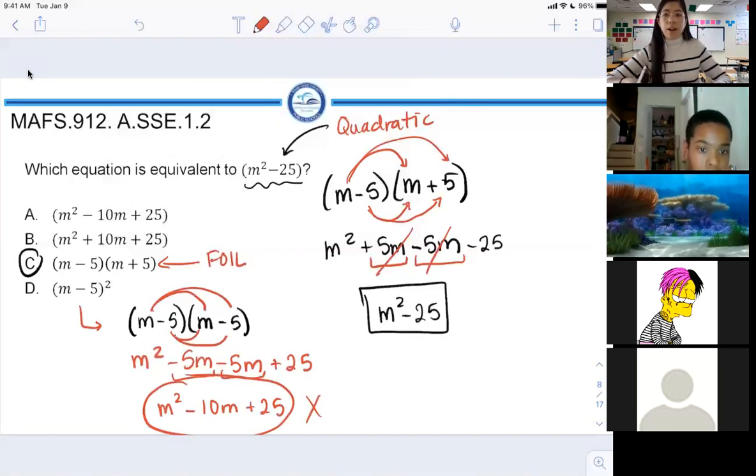But if I were doing this test and I wasn't really sure, I would at least be able to eliminate A and B and then choose between C and D. Questions on this one? No. Tyrone is good. Perla's good. Jalen, you good? You understand now? Awesome, awesome. Alrighty.